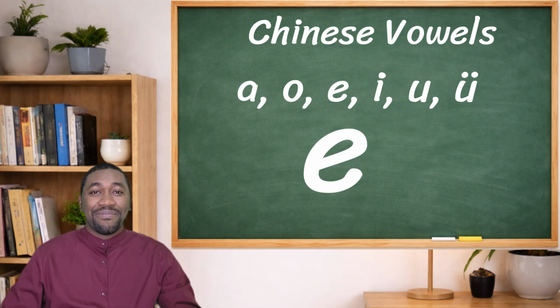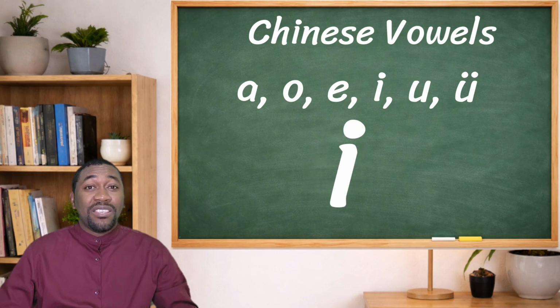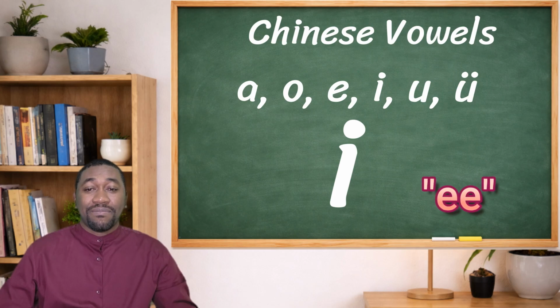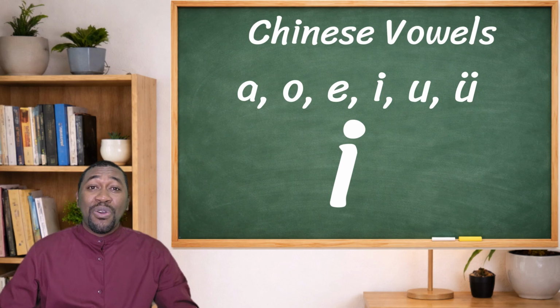Let's try it again. Very good. 很好. Now I is called a high front vowel, and it sounds like double E in English. So let's give it a try. E. Again. E. Very good. So even though it sounds like double E in English, it is actually shorter, and we could say tighter.